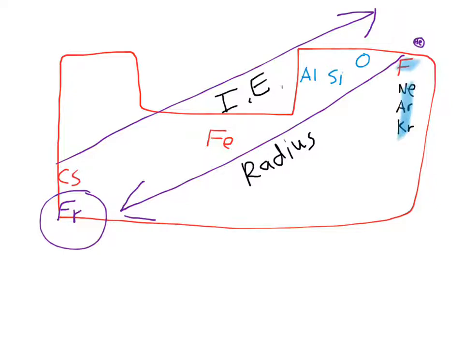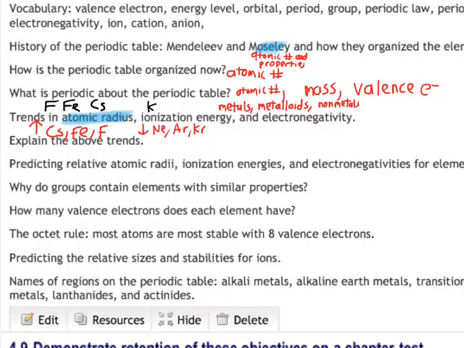And ionization energy increases as we move to the right on the periodic table because, again, atoms get smaller because there's more protons. So for neon, argon, and krypton, ionization energy decreases as we move down that group. So krypton, argon, neon.